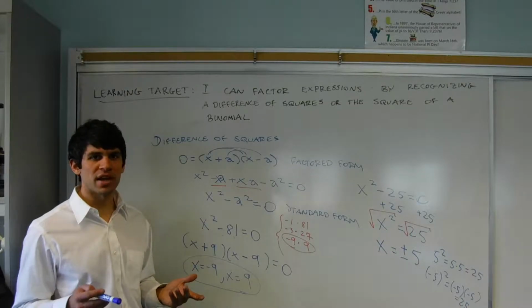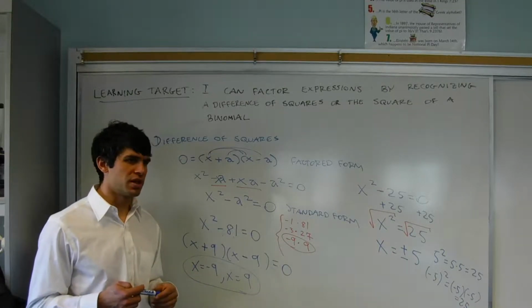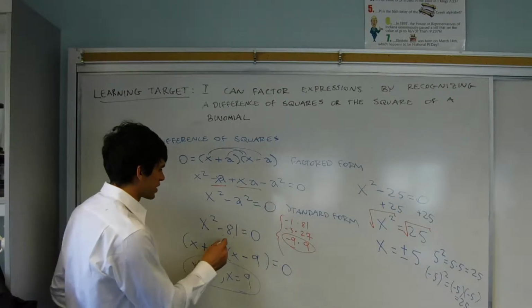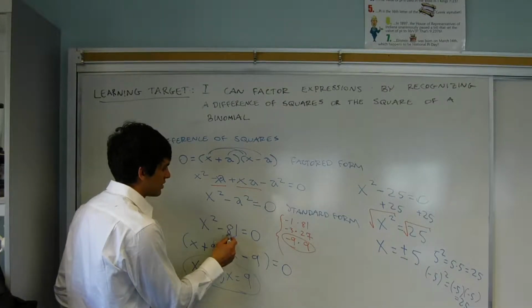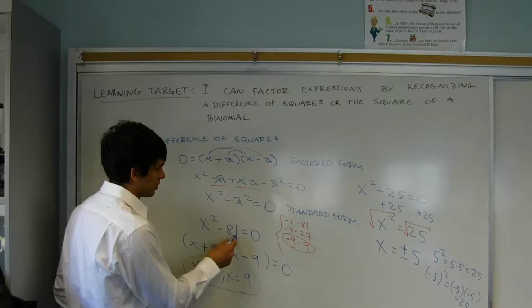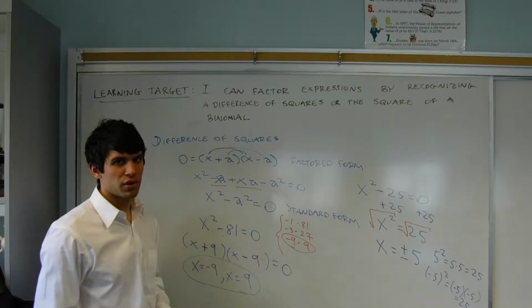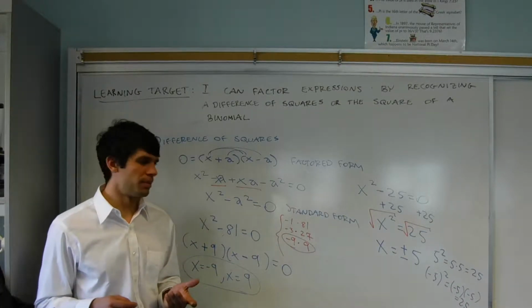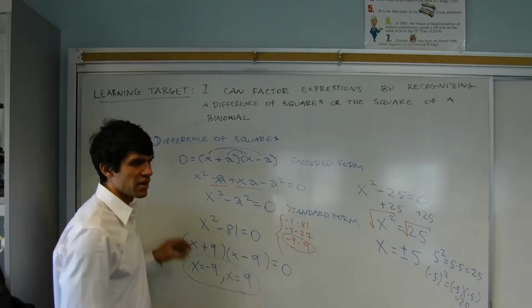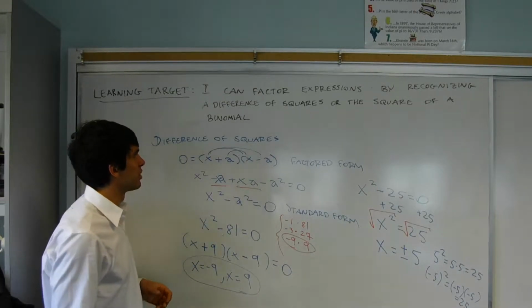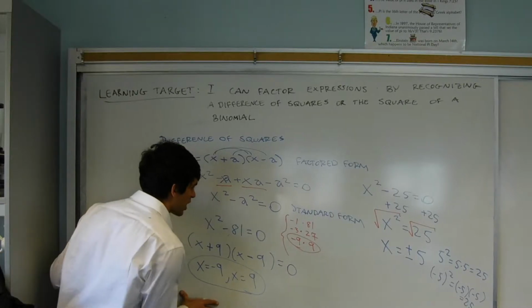And the way that you recognize them is simply when you have a perfect square as this number, and when you're missing a middle term. So that is again how you solve difference of squares problems. So now we're going to look at square of a binomial.